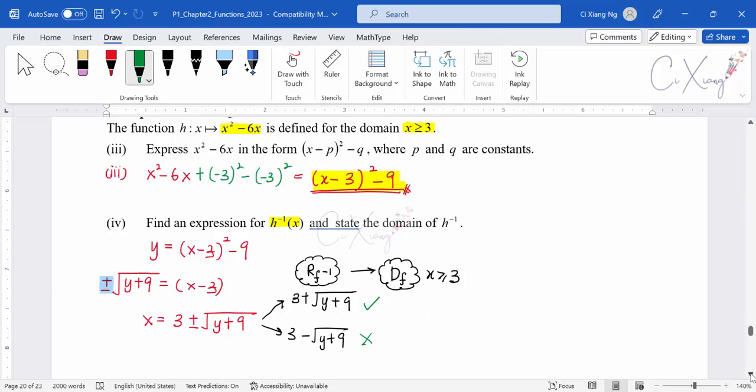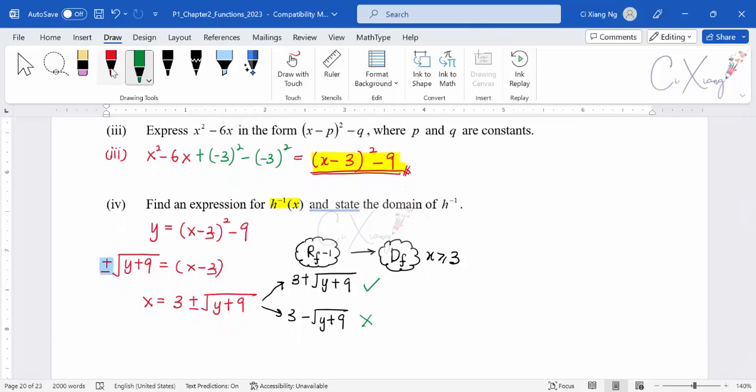After you have chosen and decided on the correct function, you rewrite your equation again. The inverse function of h will be equal to 3 plus the square root of x plus 9.